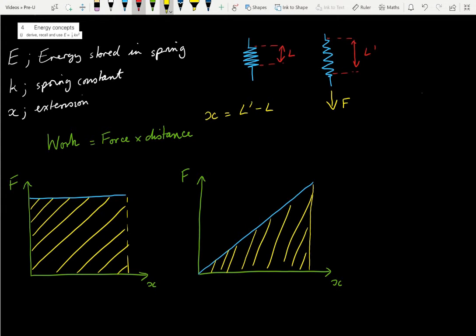And therefore, when we come to write it down, we say that the energy stored, or the work done on the spring, is a half Fx. Substituting in our standard formula for springs, that the force is the spring constant times the extension, we can rewrite this equation as E equals half kx times x, or simplified, E equals half kx squared.